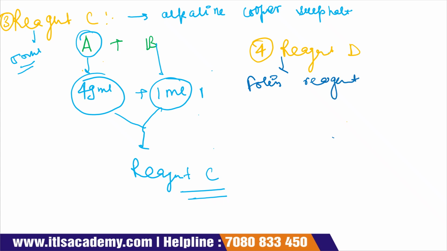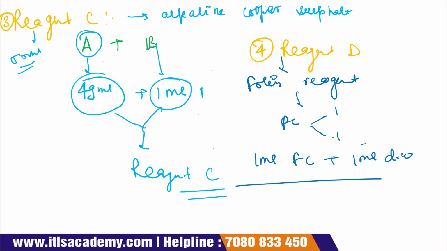Folin reagent. We dilute the Folin reagent at a ratio of 1:1. That means if we take 1 ml of the Folin reagent, then we take 1 ml of distilled water, and it should be prepared according to your need.